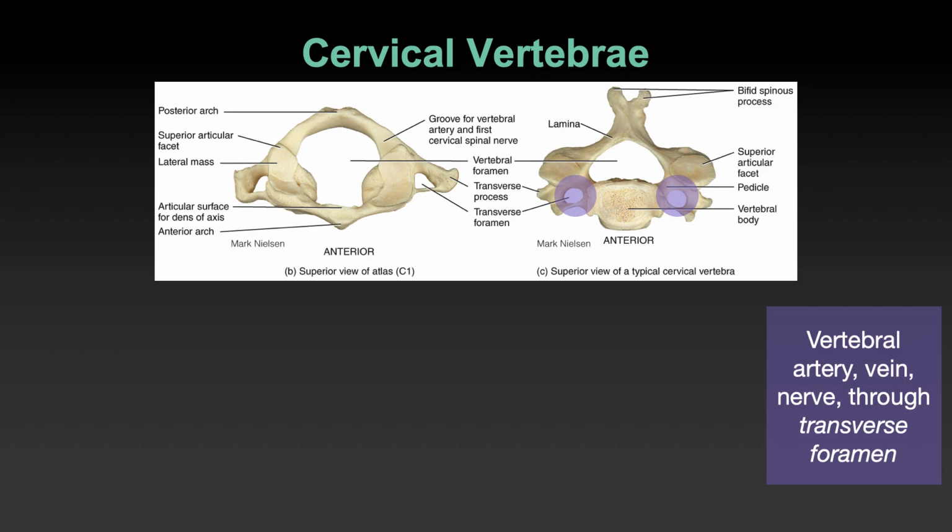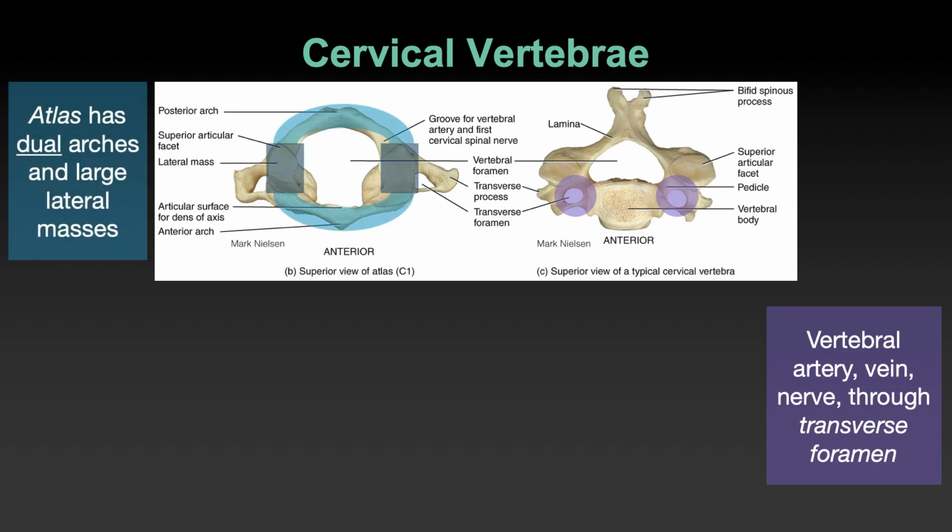Cervical vertebra number 1 is shown on the left. This is called the atlas, after the Greek god that bore the weight of the world on his shoulders. The atlas bears the weight of the skull and the brain and all those important structures. It has dual arches and no body. It's the only vertebra to not have a body.